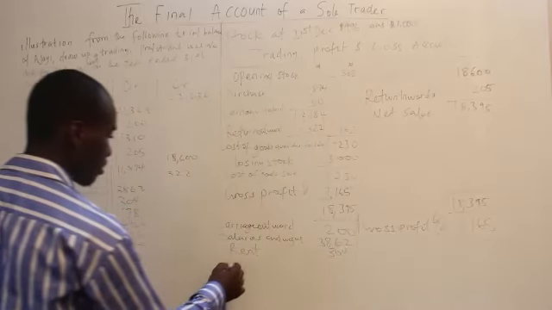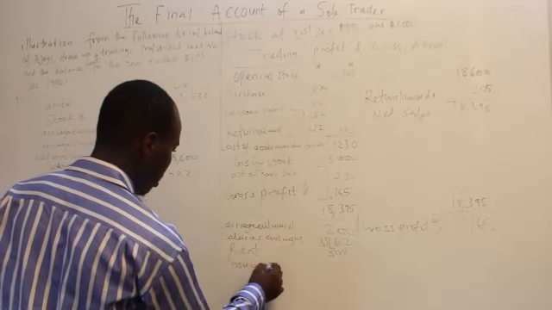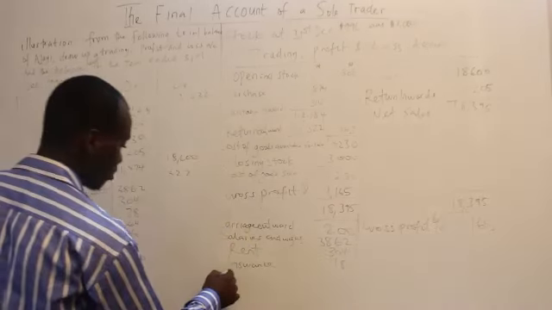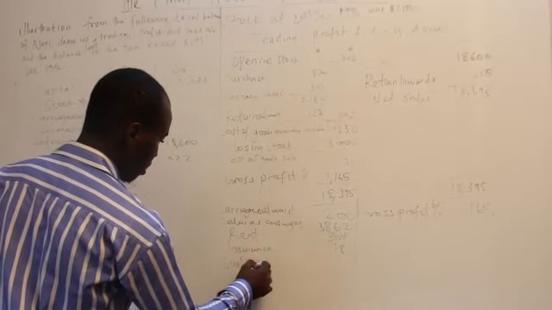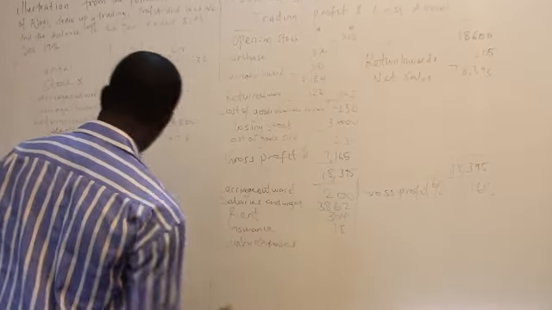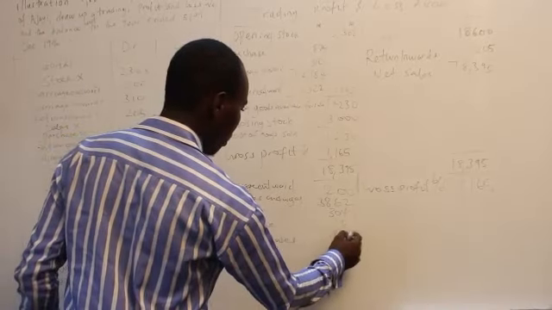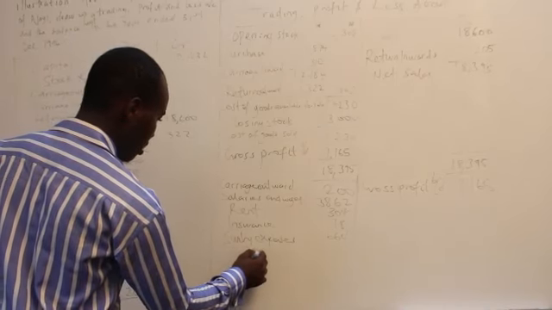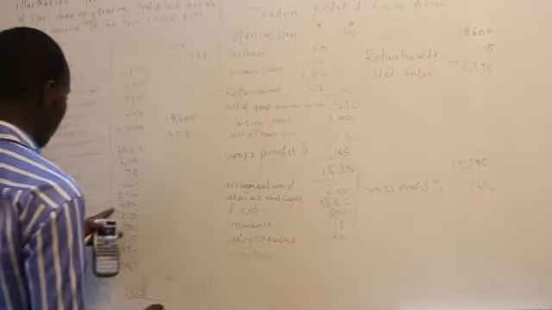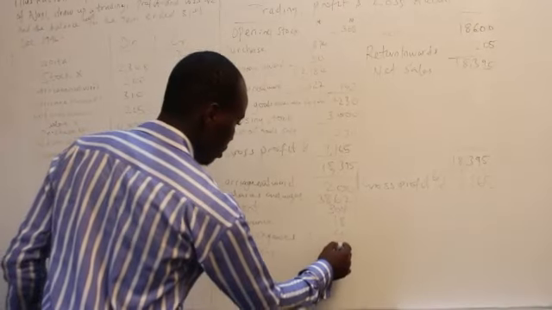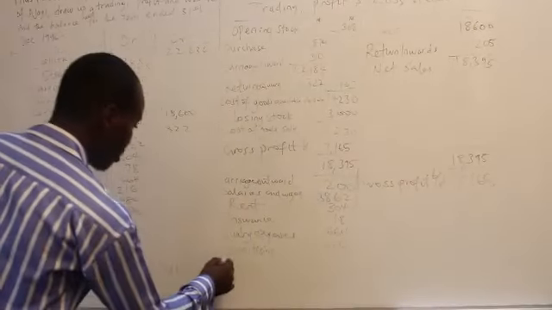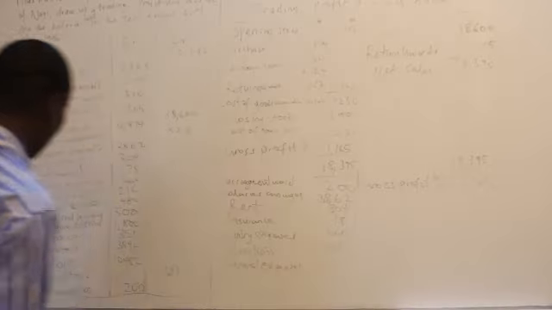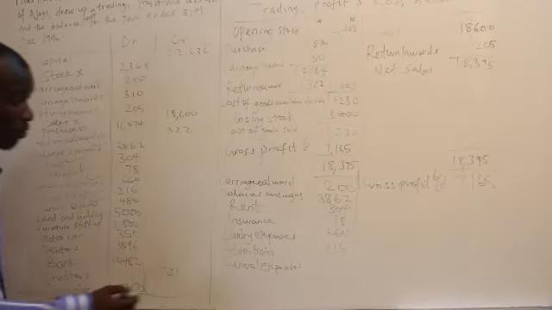So we have insurance, which is 78. Thereafter we have sundry expenses, which is 664. So we have advertising, which is 216. Thereafter we have general expenses, which is 480.